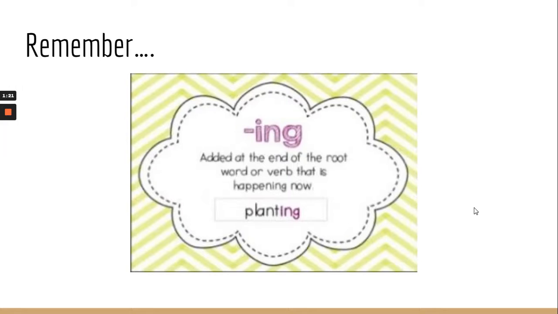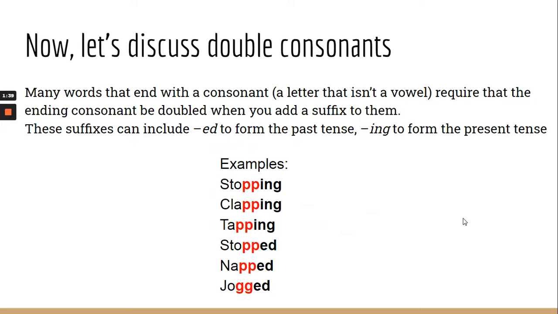Also remember when we would add ing to our word plant. So if you add ing to the end of the root word or verb, that means that it is happening now. So if I said planting, I would look and I would see someone planting at this very moment, present time. So now let's discuss double consonants.